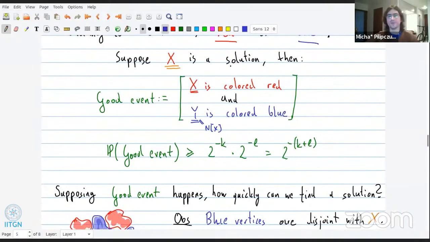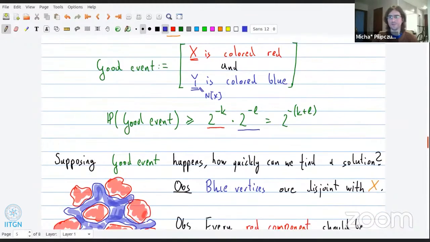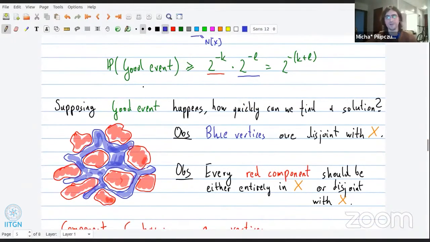So what is the probability that the good event happens? Every vertex of X, there are k of them, must be colored red, with probability 1 half each. So this is 2 power minus k. And every vertex of Y, the neighborhood of X, should be colored blue with probability 1 half, and there are at most L of them. So the probability for this is at least 2 power minus L. So the probability that the good event happens is 2 power minus k plus L. Yeah, this already rings a bell when it comes to the complexity we are looking for. Supposing that this good event happens, that means that X becomes fully red and Y becomes fully blue. How quickly can we find the solution?